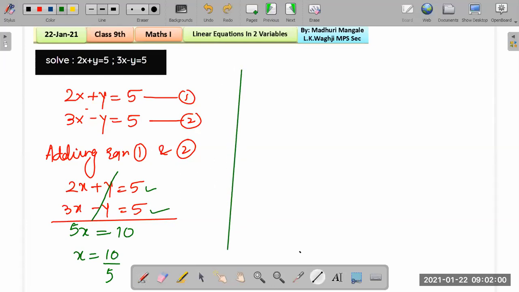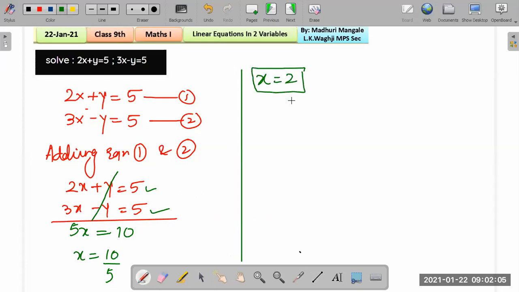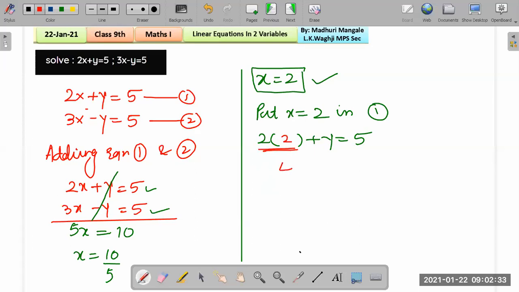Now you must be wondering, the teacher has already solved half of the problem. What are we going to do? From here onwards, you have to try the remaining step. We have got x equals 2. Put x equals 2 in any of the equations. Let us say put x equals 2 in equation 1. So 2 times x plus y equals 5. What is x? x is 2. You need to replace x with 2 like that. And now simplify. 2 times 2 is 4. 4 plus y equals 5.